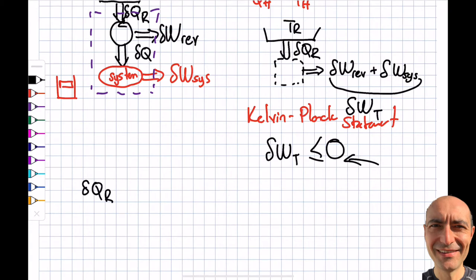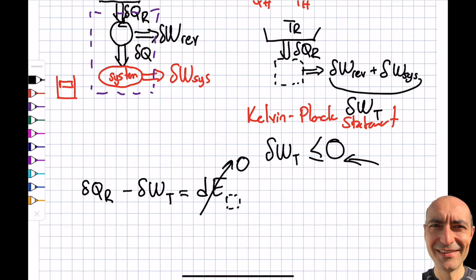So let's do it. This QR is coming into my system. This is coming out from my system, and this will be dE of basically the dotted area that I want to talk about, okay? But remember, we are talking about the Kelvin-Planck statement, which I will focus my efforts towards. So that means that this must be a cycle. As this is a cycle, this will be zero, okay? If it is not a cycle, do not erase this, okay?